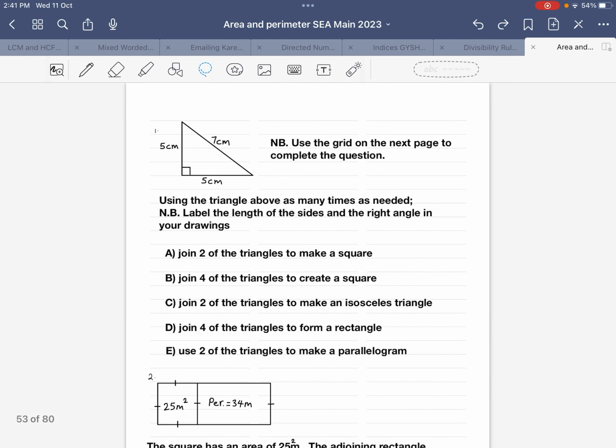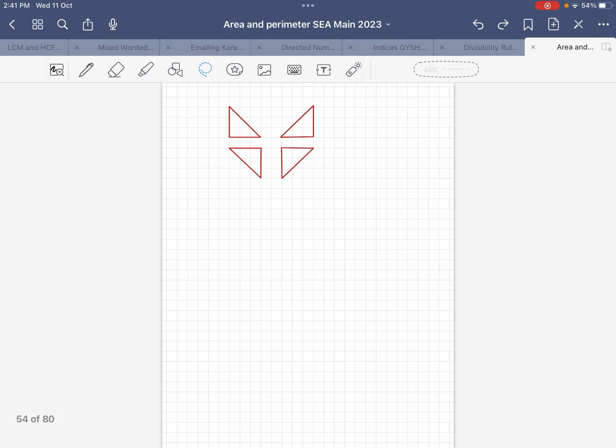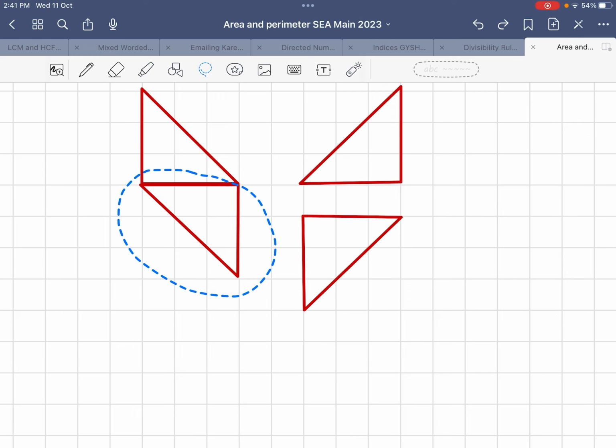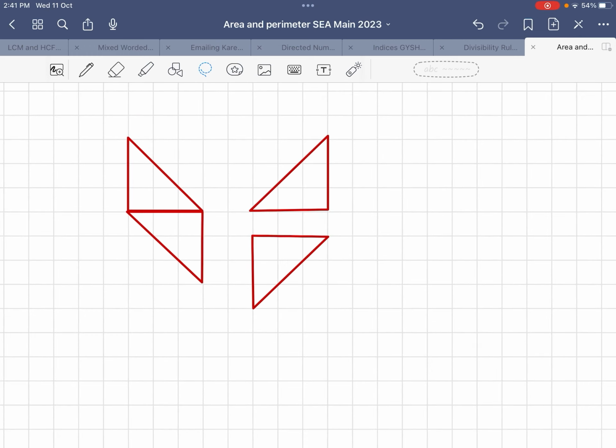And lastly, use 2 of the triangles to make a parallelogram. So if we move this triangle here, we will get a parallelogram. Or if we move this one here, we will also get a parallelogram.